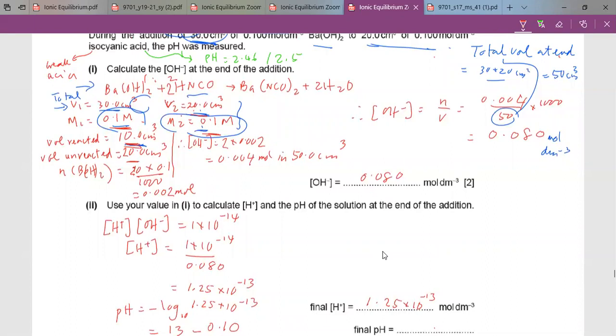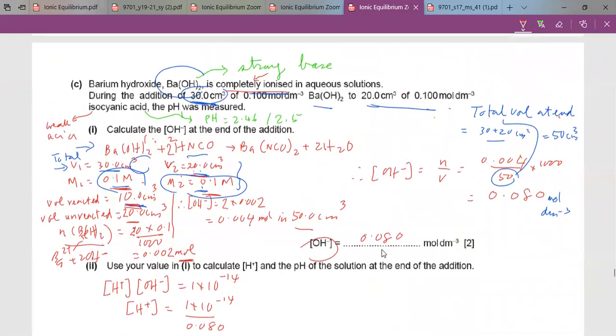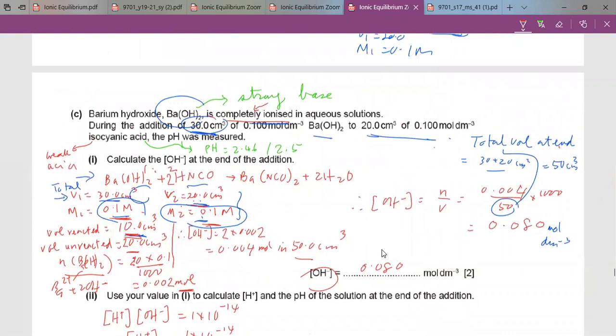So the amount of barium hydroxide unreacted is 20 times 0.1. This is 0.02 moles. And of course for OH minus, we times 2, because 1 mole of this gives you Ba 2 plus and 2 moles of OH minus. So I want OH minus, so 2 times 0.02, and in the total volume of how much? 30 plus 20, which is 50.